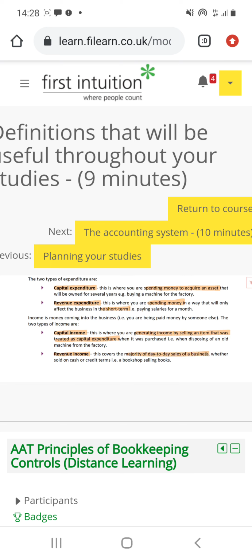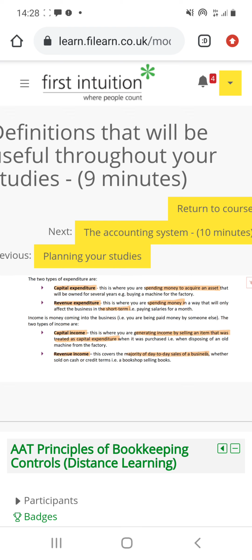Revenue income is your normal sales. This is Tesco not selling an entire store, and not selling a motor vehicle. This would be Tesco selling their normal products off the shelves, so bread and milk and cans of Coke, whatever it is. That's the sort of stuff we've got in terms of revenue income.